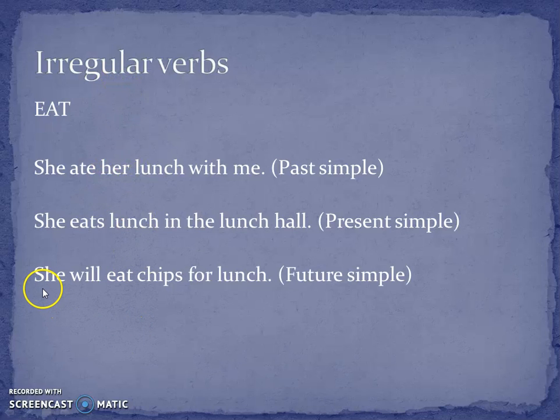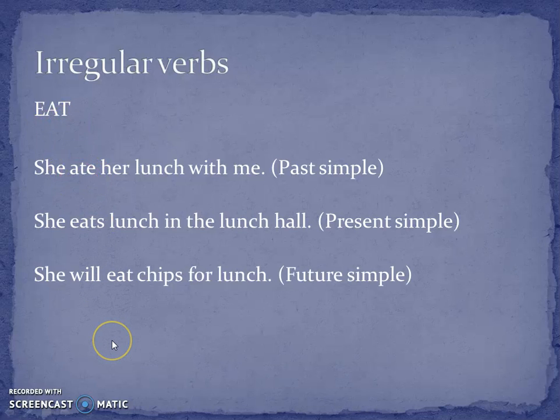But look, future works the same. She will eat chips for lunch. So she eats lunch in the lunch hall. And because I've used she here, it's an S. If I put I eat lunch in the lunch hall, I wouldn't. But because it's she, there's an S. She eats lunch in the lunch hall. She will eat chips for lunch. But just for the past tense, what you want to look at is here. You haven't got eated. It's an irregular verb.